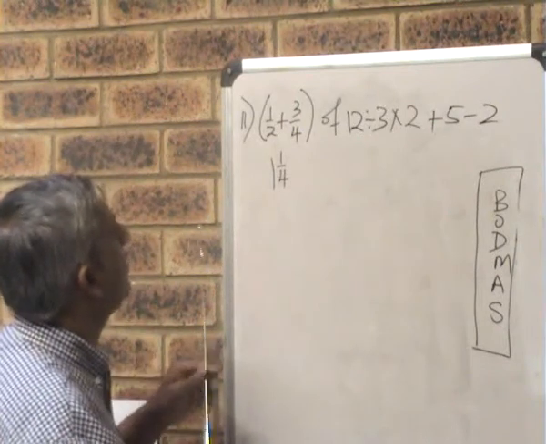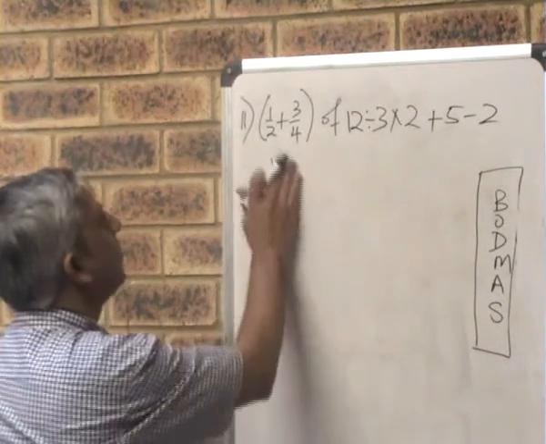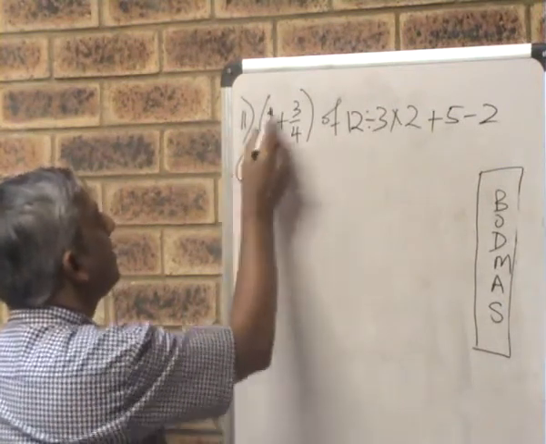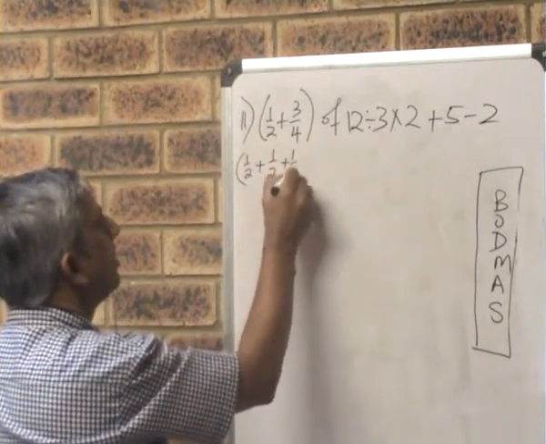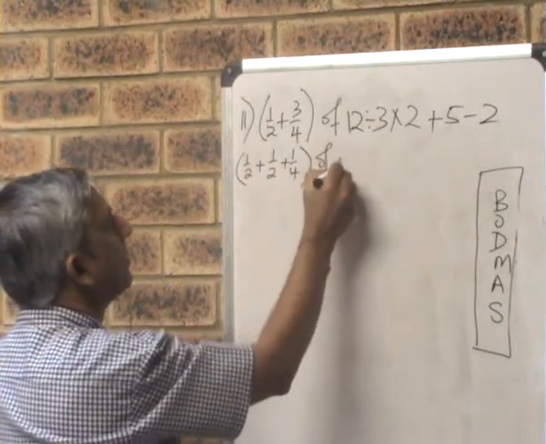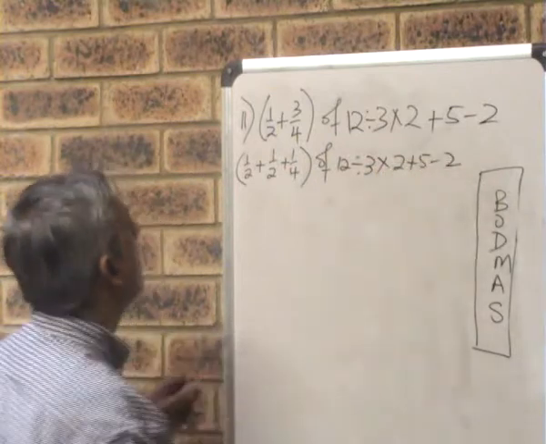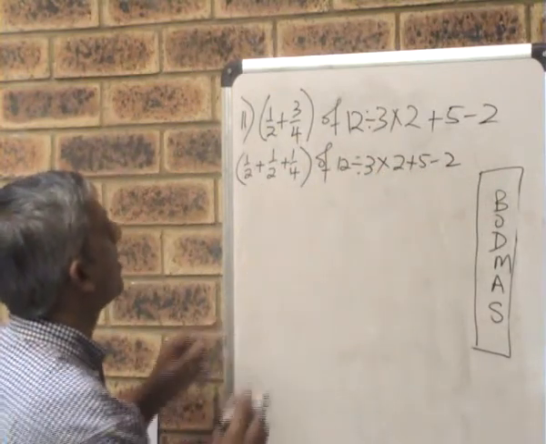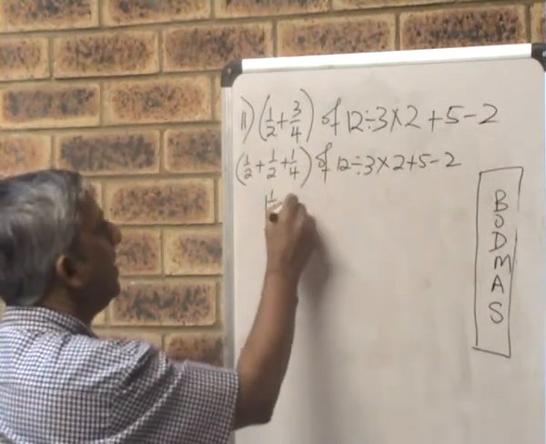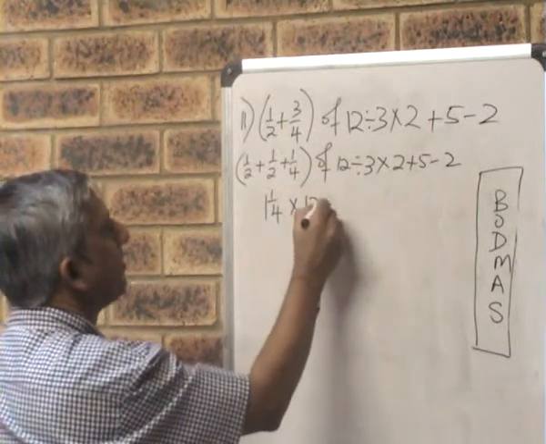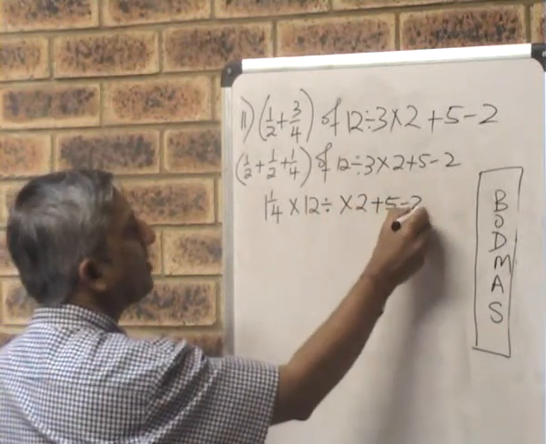Or if you don't like to use LCM, you can think like this. That's 3/4. I can show you an easier way. You see, this is half. 3/4 is really half plus quarter, in case you don't know your fractions. So half plus half is 1. 1 plus quarter is 1 1/4. So there's 1 1/4. Of means multiply. Then you've got 12 divided by 3 times 2 plus 5 minus 2.